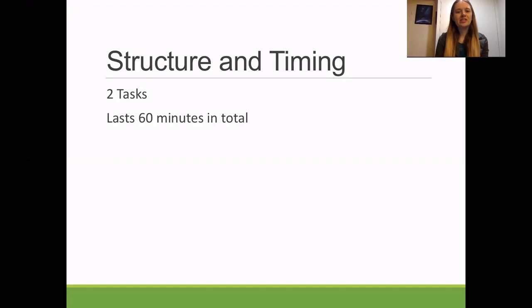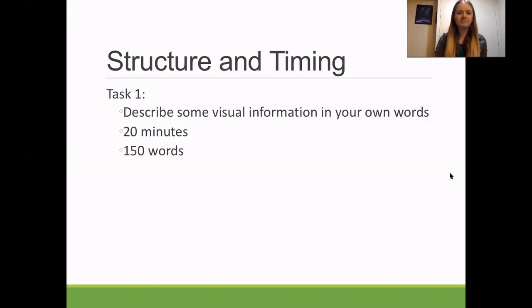To begin with the structure and timing, the writing section of the IELTS test has 2 tasks, and you have a total of 60 minutes to complete the entire section. We're going to be talking mainly about task 1 today. So task 1 asks you to describe some visual information in your own words. This part should take 20 minutes and you should be writing 150 words.